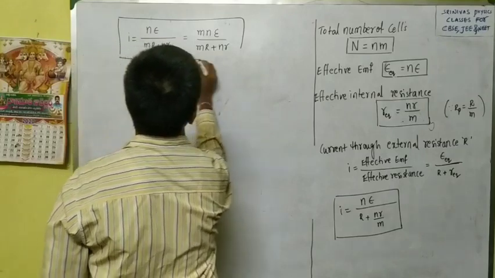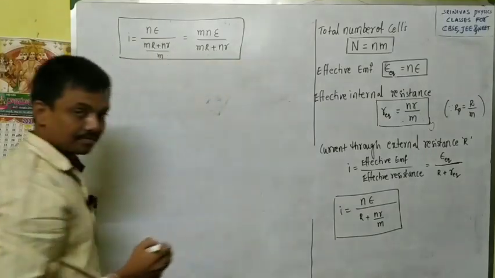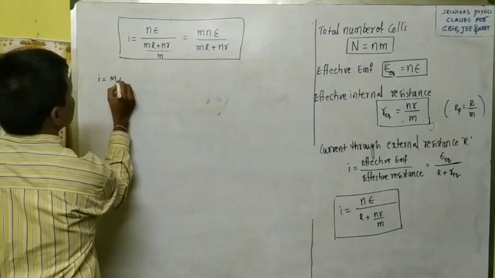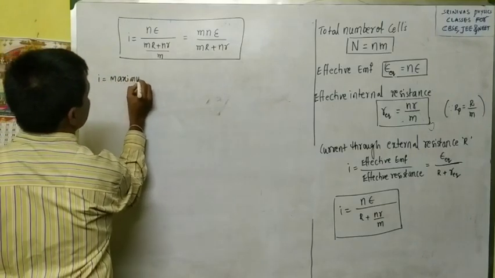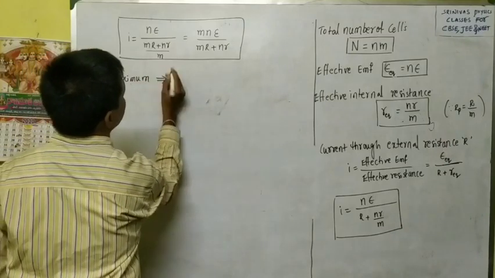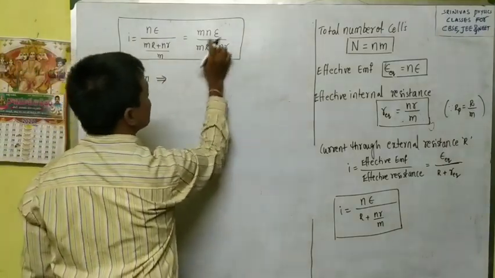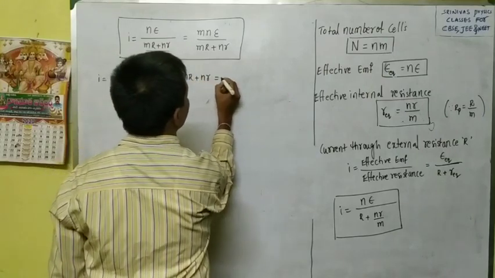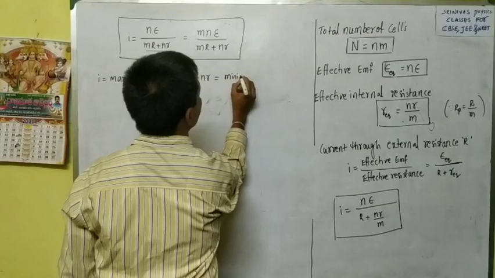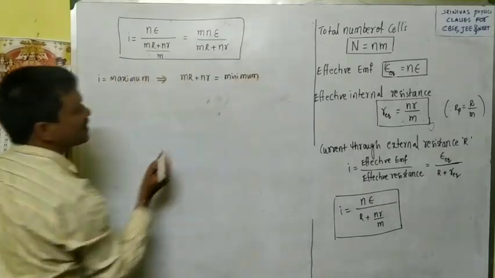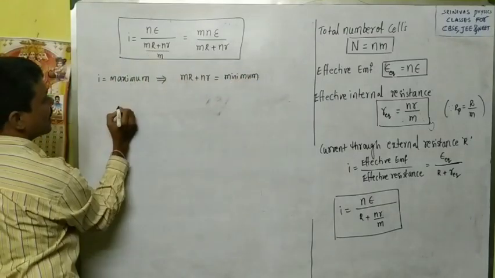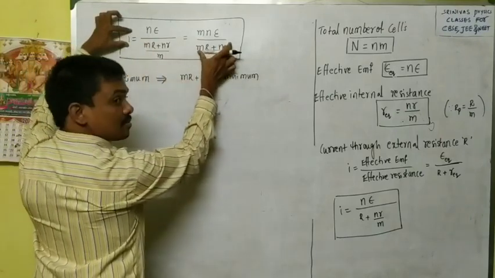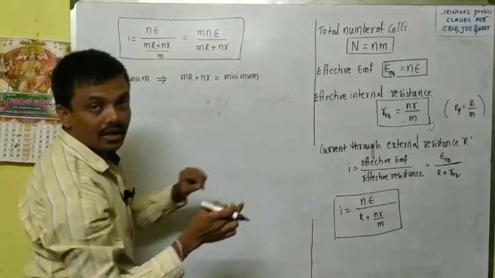In order to get the maximum current, what is the condition? Okay, in order to get the current maximum, current is inversely proportional to this term. This term should be minimum. That means MR plus NR should be minimum. Okay, I am going to modify this MR plus NR like this. To get the current as maximum, this term MR plus NR should be minimum.